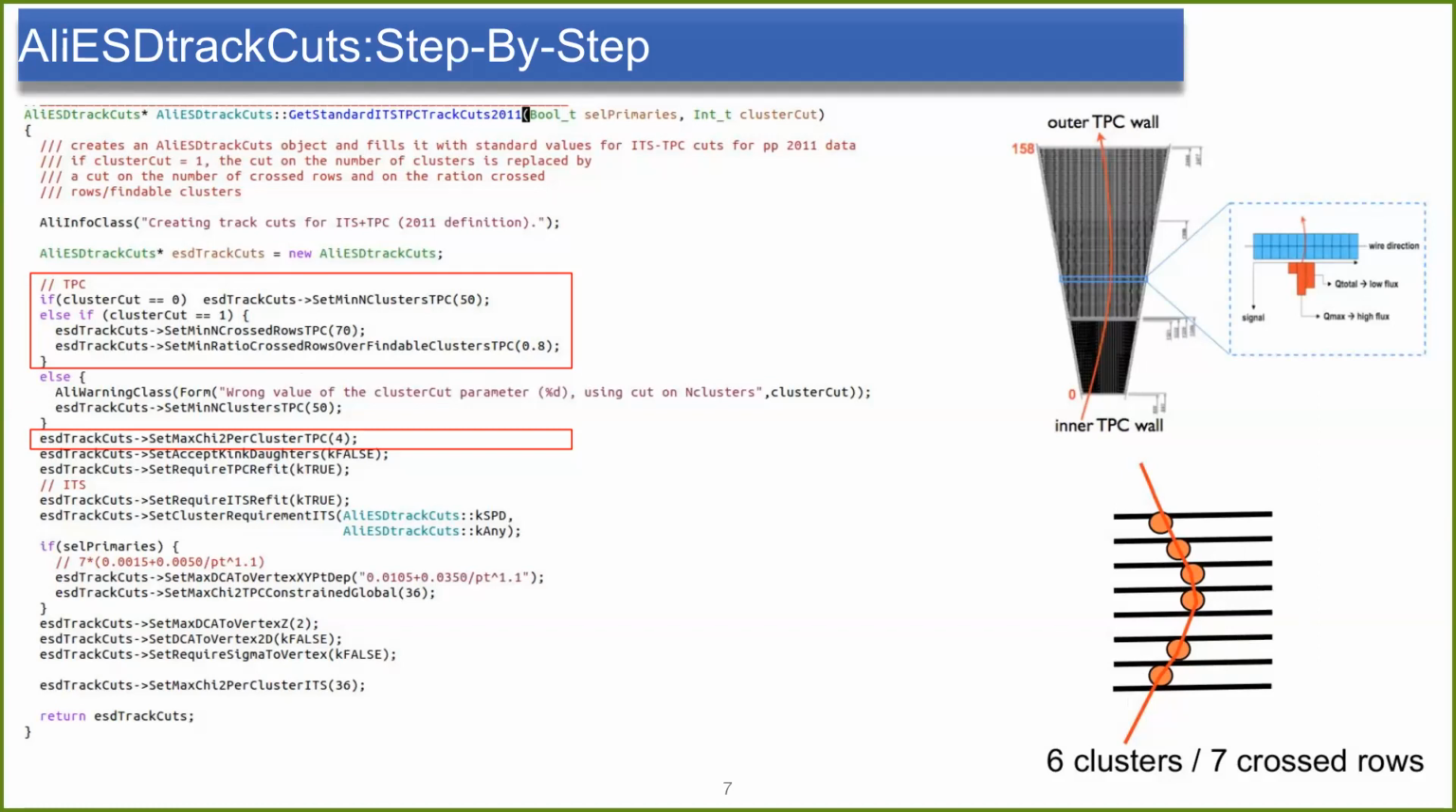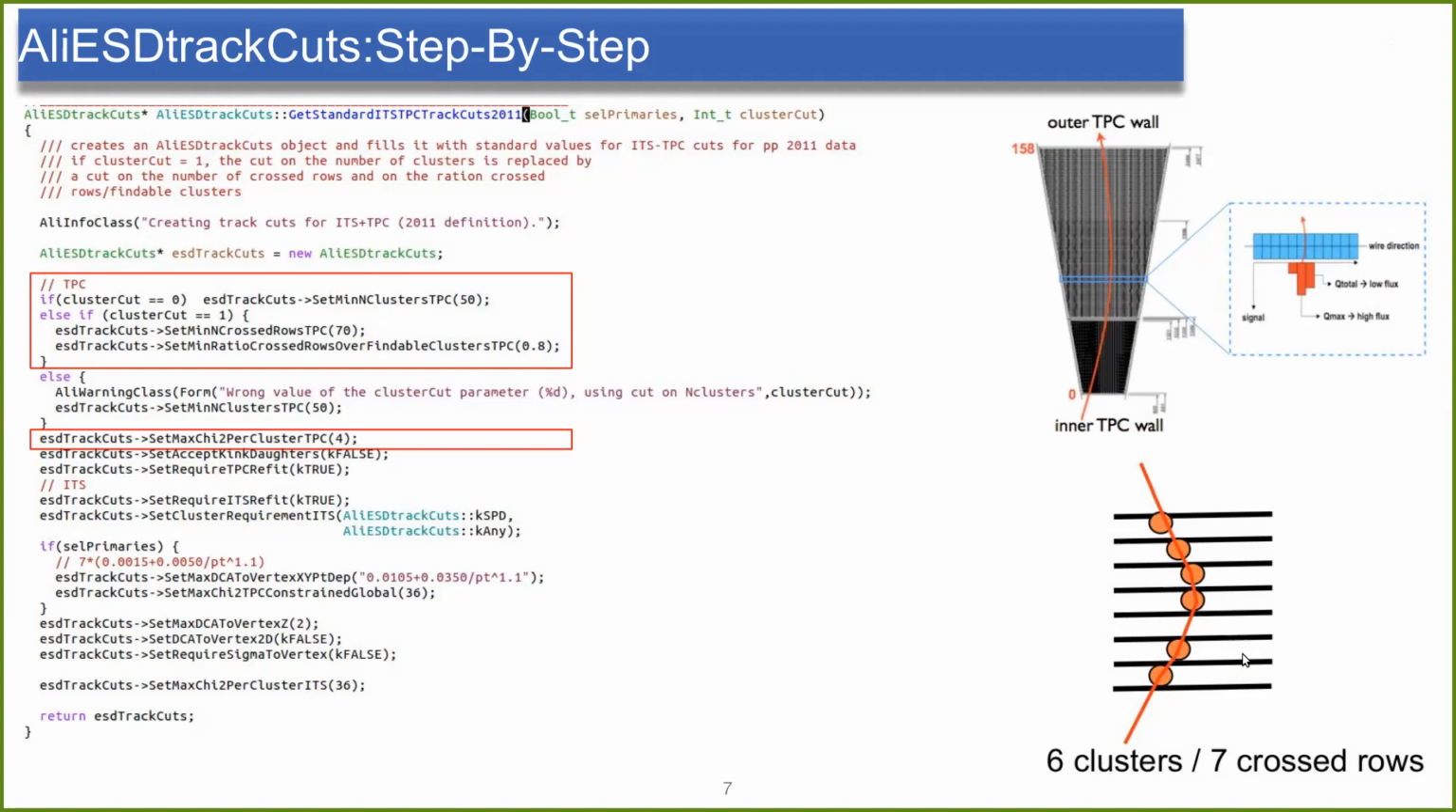We generally call them the rows, and when a track passes through this, we just check how many rows this one track passed through. So that is basically the crossed rows. And when a track passes, it will create some cluster, or space point, that is basically the TPC cluster.